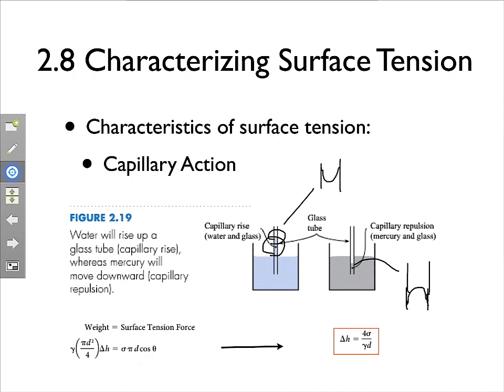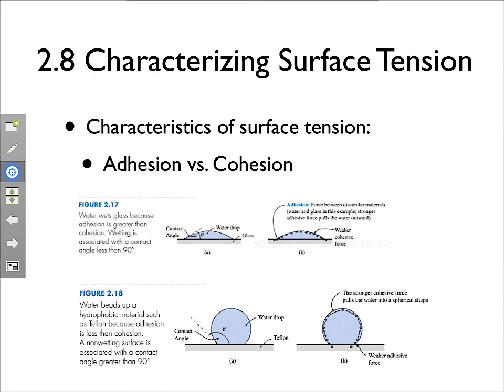Now, there are some good pictures in the book. Actually, this also shows the contact angle here, theta, which is basically the angle between the material and the liquid. And you can see in the case of a very hydrophobic material, that contact angle is very large, and when it's a material where there's lots of adhesion, the angle will be very small.